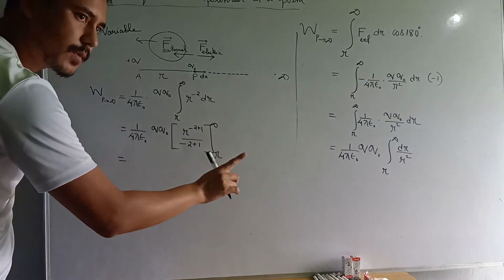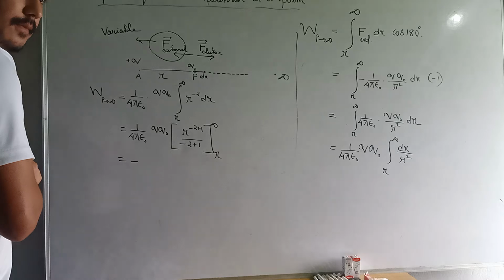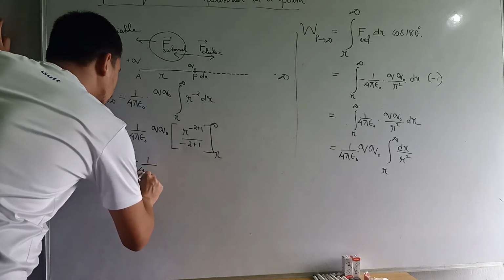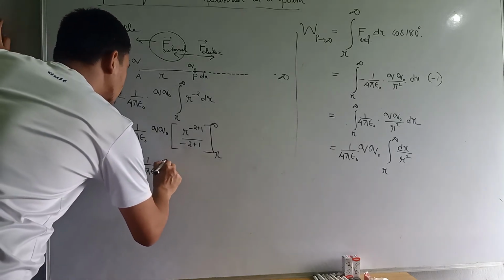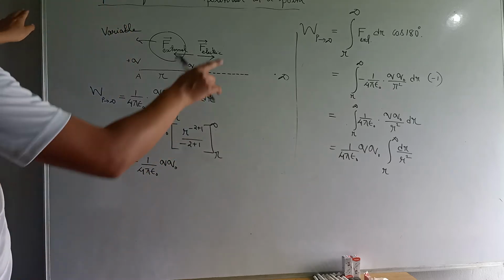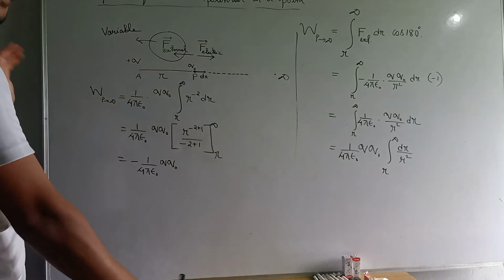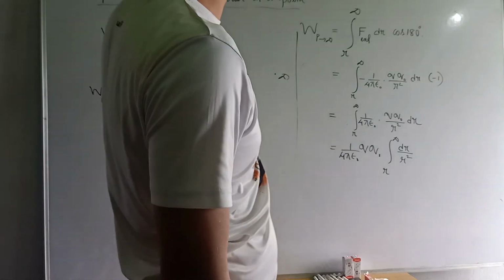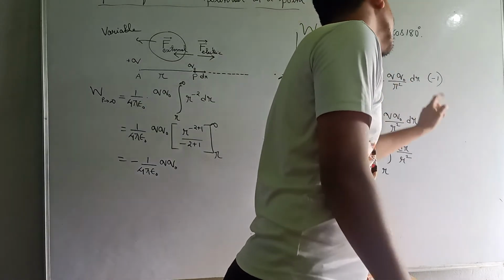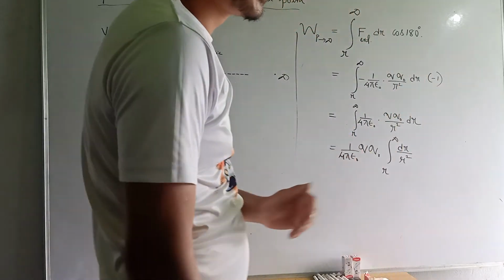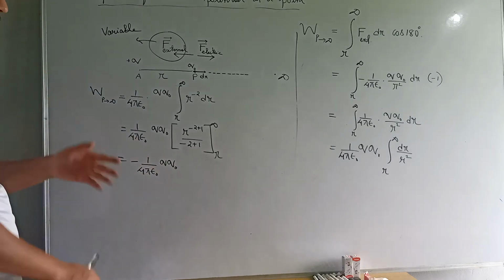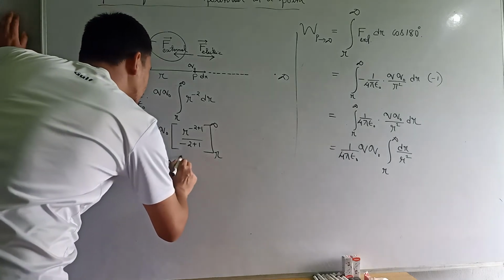-2 plus 1 minus 1. Minus, I will keep it here. And then 1 by 4 pi epsilon naught into q. Oh yeah, minus, plus. First, F external was negative. After that, cos 180 was negative. Somehow we balanced. Now again we are getting negative. It's no problem.